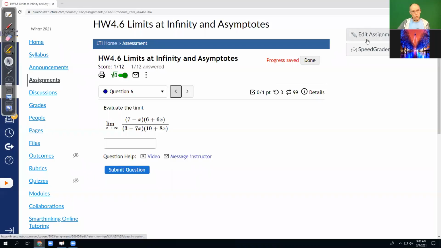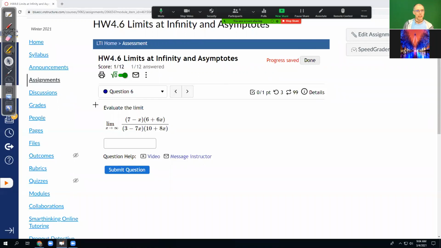All right, so we're gonna look at some homework problems, 4.6, limits at infinity and asymptotes. And we've got this one right here. So let's see, we have a degree 1 binomial times a degree 1 binomial. So there's a quadratic in the numerator, quadratic in the denominator. And so the trick I'm gonna employ for that one is like the trick I used yesterday.